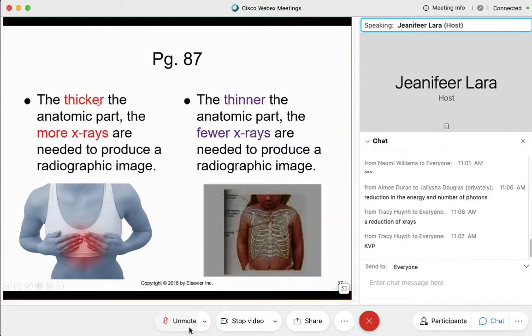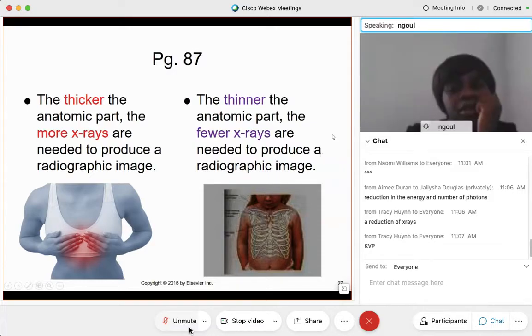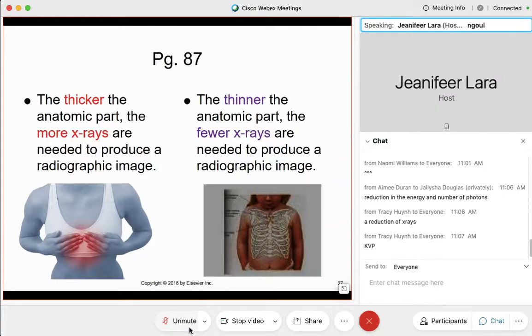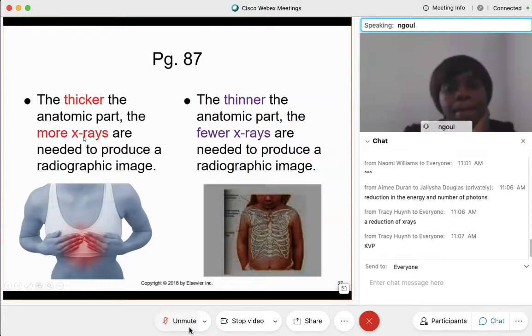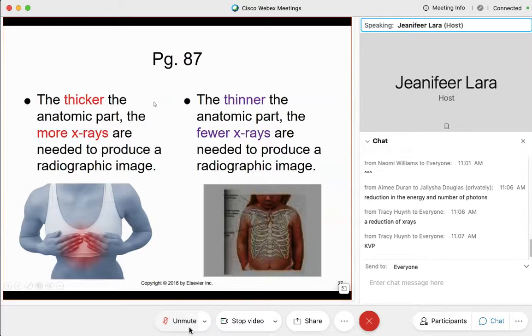So we understand now, as thickness increases, X-rays need to increase. As thickness decreases, so do X-rays. What kind of relationship is that, Ruth? Sorry, can you repeat the question? What kind of relationship, as thickness increases, X-rays need to increase? As thickness decreases, X-rays need to decrease. What kind of relationship is that?